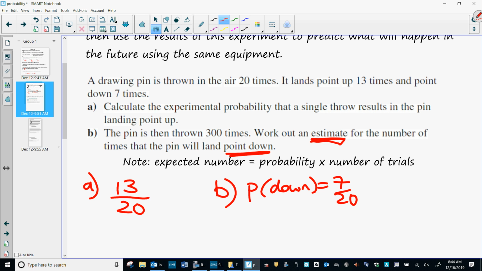Lovely. So the probability it's point down is 7 over 20, and we've now done this 300 times. To find the number of times we expect it to happen, we would do 7 over 20, which is our probability, multiplied by 300. The expected number, an estimate of the number of times something is happening, is probability multiplied by the number of trials.